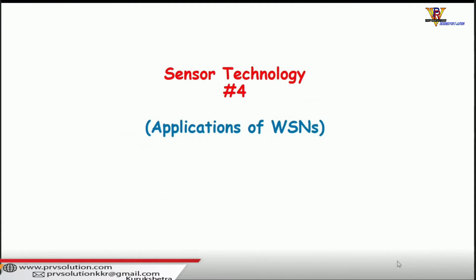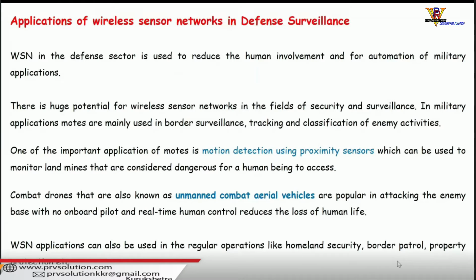Applications of wireless sensor networks. If we look at different applications of wireless sensor networks and how they can be used, it is based on theory only. No mathematics at all. So if we look at the application of wireless sensor network in defense surveillance, how can it be used? Wireless sensor network in the defense sector is used to reduce human involvement and for automation of military applications. That is the basic objective of wireless sensor network for defense surveillance.